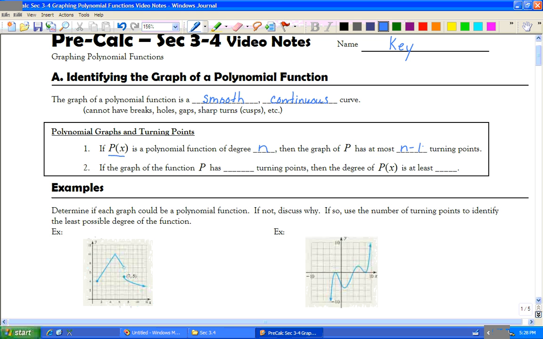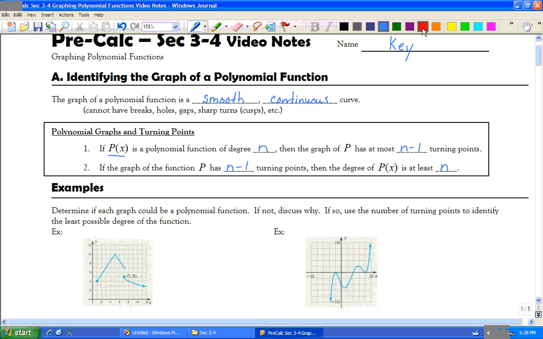This also works in the opposite direction. If you're looking at a graph of a polynomial function and you see how many turning points that you have, you can figure out what the degree could be at the least. It's just helping us narrow it down. It may be higher than the value we calculate, but it has at least that many turning points.